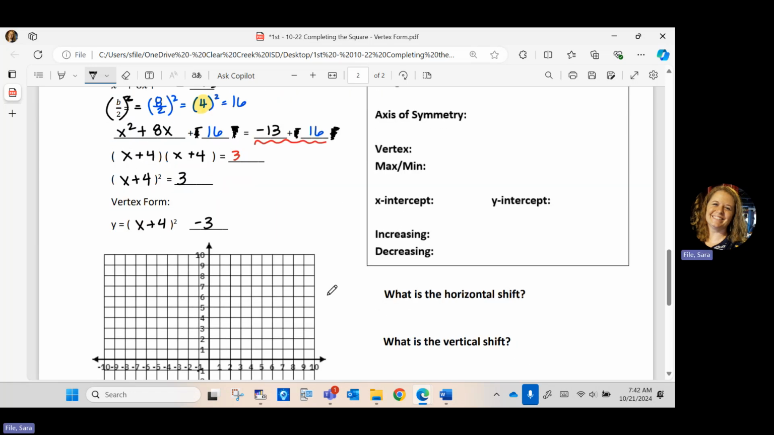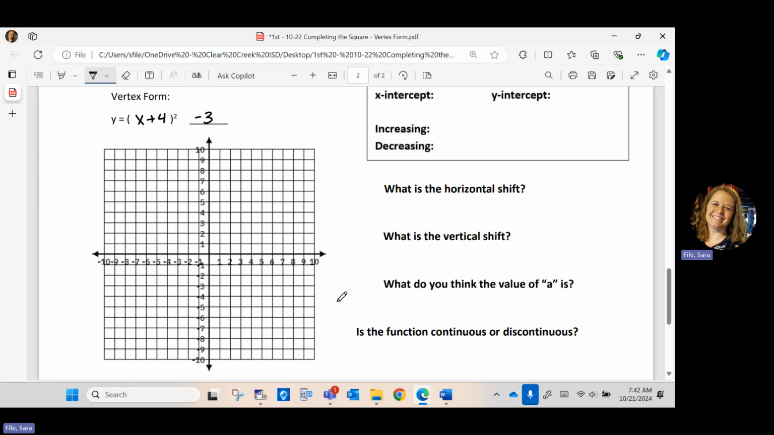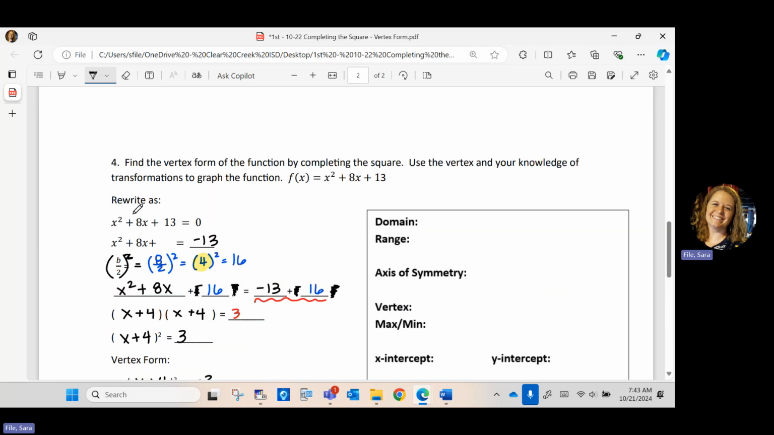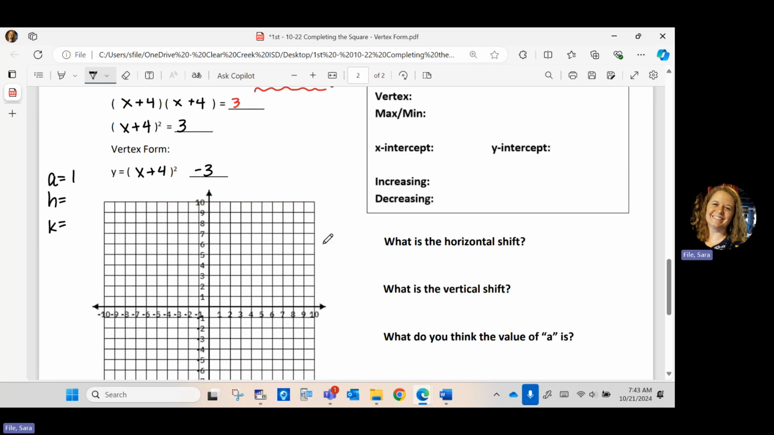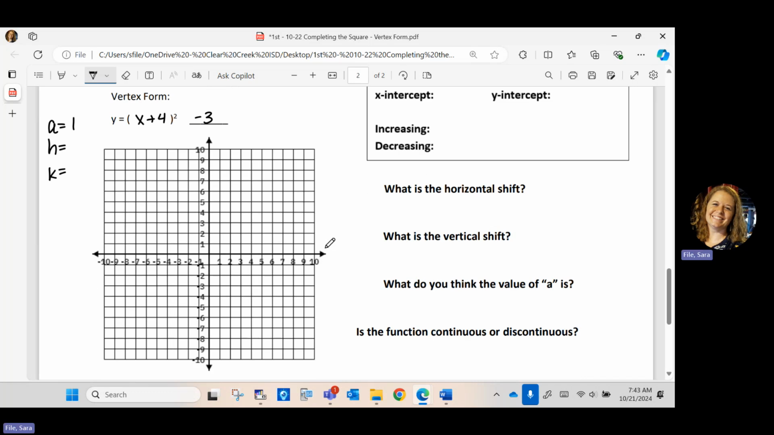So let's identify our A, H, and K here. What is the A value? The 1. A is what's multiplied in front there. Both of these had A values of 1. And you can see your A value when it was in standard form up here. Remember, it's AX squared plus BX plus C. We could see here A was a 1. So A was just the 1. What's H?